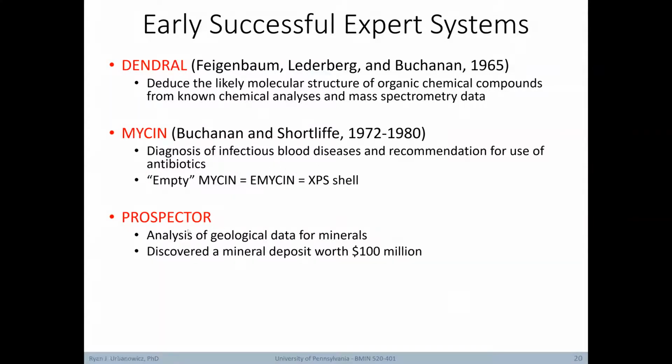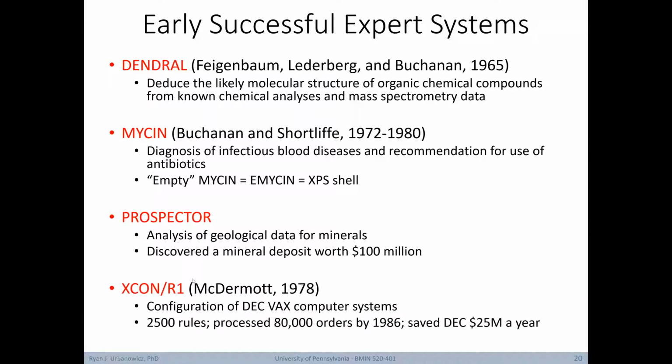Another early successful expert system is that of Prospector, designed for the analysis of geological data for minerals. Using this system led to the discovery of a mineral deposit worth $100 million. And another system, XCon/R1, was developed by McDermott in 1978. This system was designed for the configuration of DEC VAX computer systems and included 2,500 rules and had processed 80,000 orders by 1986, leading to a savings of $25 million a year.